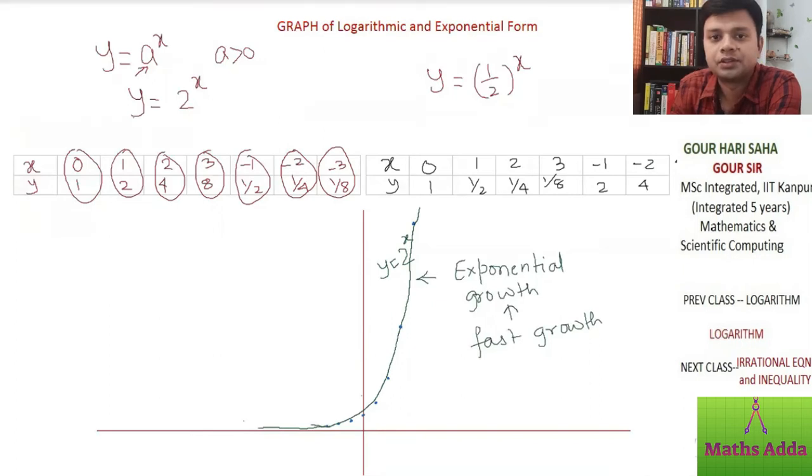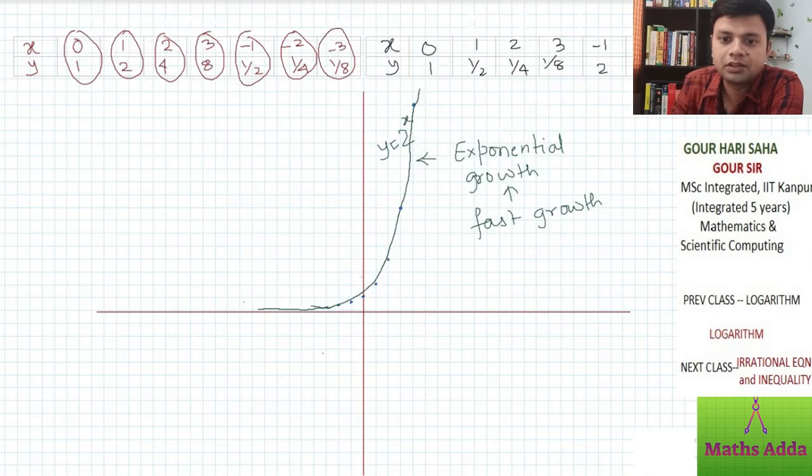So let us plot this. X equal to 0, y is equal to 1, this is the point. X is equal to 1, this is half. X equal to 2, 1 by 4. X equal to 3, 1 by 8. And it will go down, down, down. X equal to minus 1 is 2. X equal to minus 2, it is 4. X is equal to minus 3, it is 8. X equal to minus 4, it will be 16. If you connect them smoothly, it will be like this one.